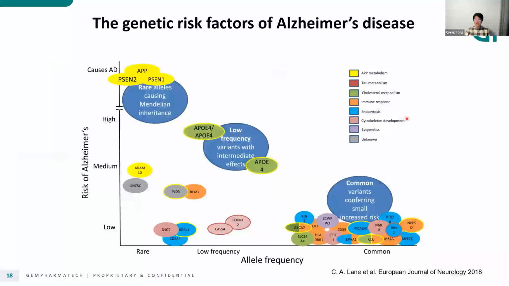And until now, a lot of GWAS studies using many thousands of samples have identified more than 20 genetic factors. And those genes show different frequencies and risk to AD pathology and have multiple functions involved in APP metabolism, tau metabolism, and also cholesterol metabolism. Some of them are involved in the immune response and regulate cytoskeleton development.